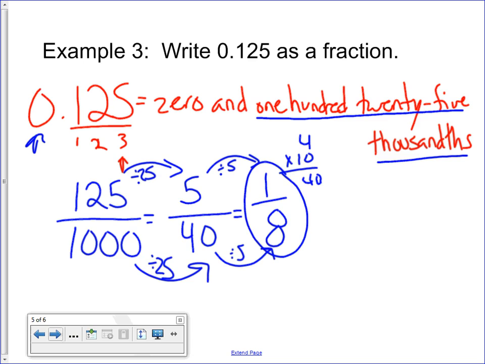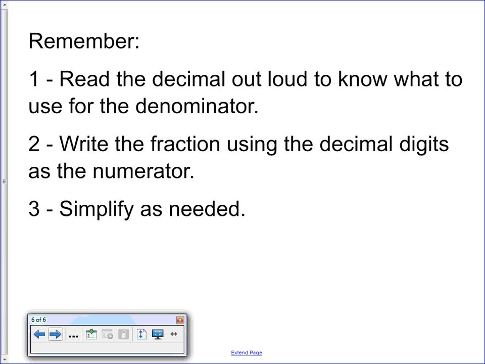To summarize, remember, number 1, read the decimal out loud to know what to use for the denominator. 2, write the fraction using the decimal digits as the numerator. And then finally, simplify it if you can. Sometimes you might not have to simplify it, and that's always a good thing.